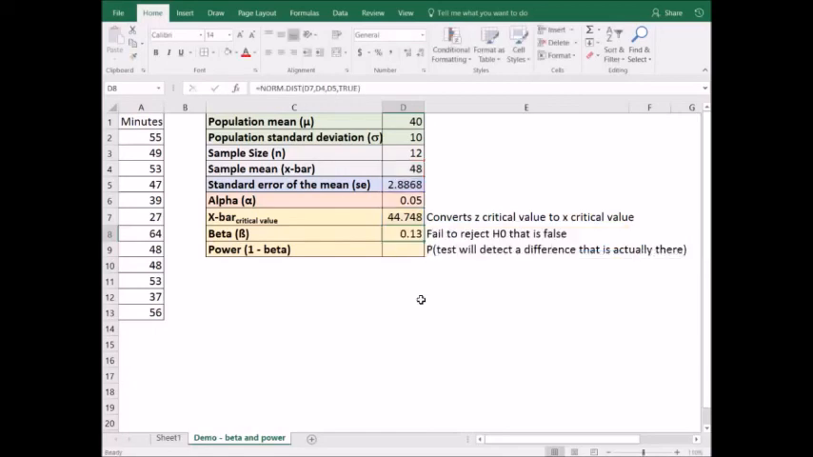The beta is 0.13 or 13%. There is a 13% probability we would fail to reject a null hypothesis that is actually false. Power is just 1 minus beta. Power is the probability that the test will detect a difference between the sample and the population when there is actually a difference. This video demonstrated how to calculate beta and power for a one-sample test of the mean when population standard deviation is known.